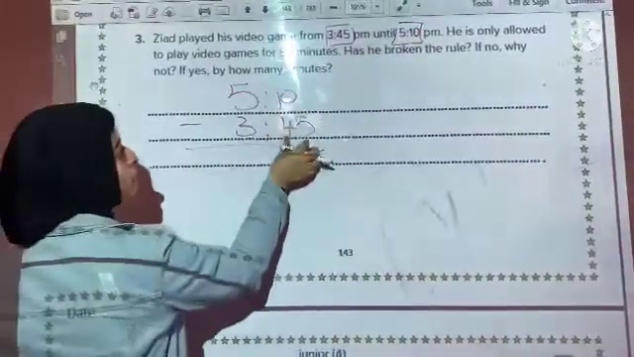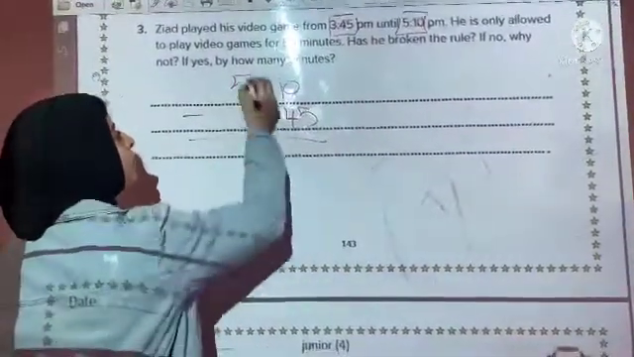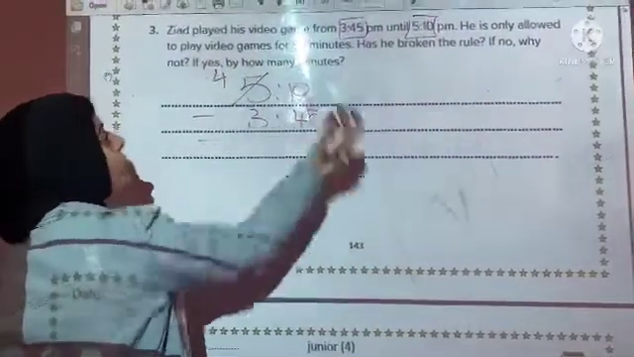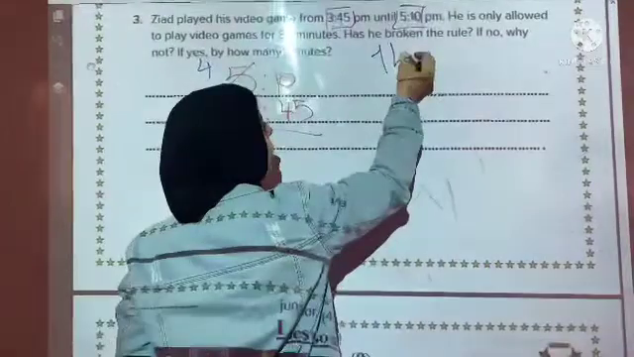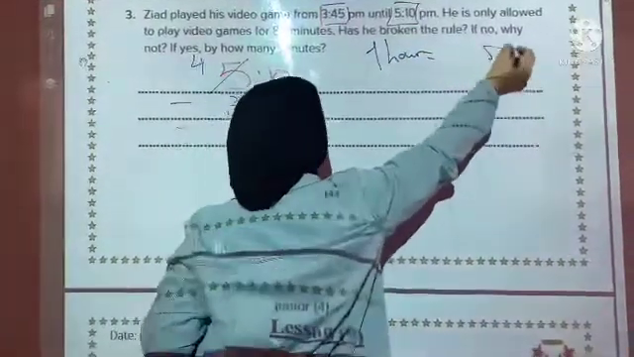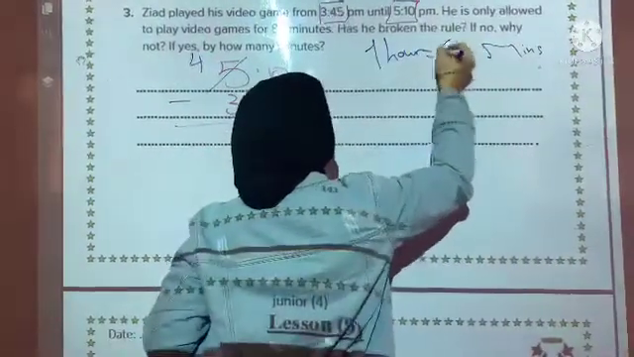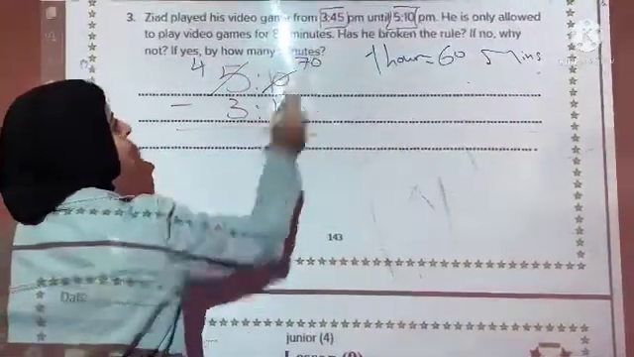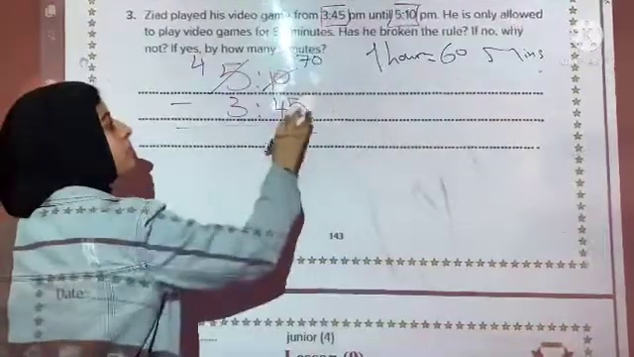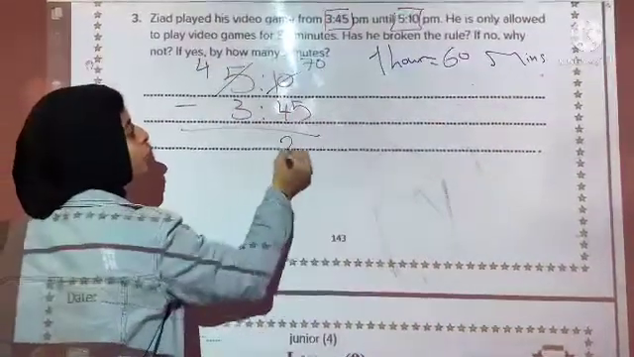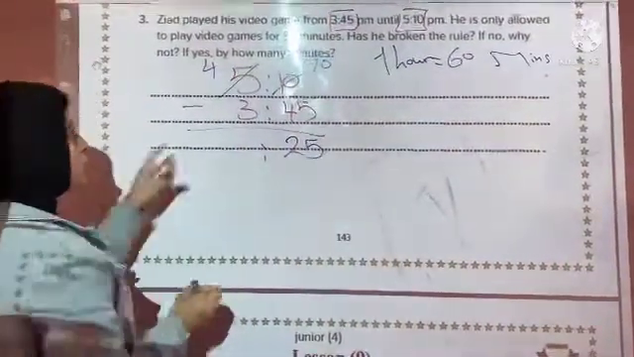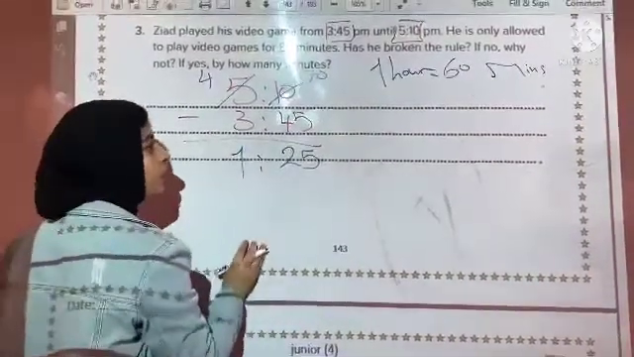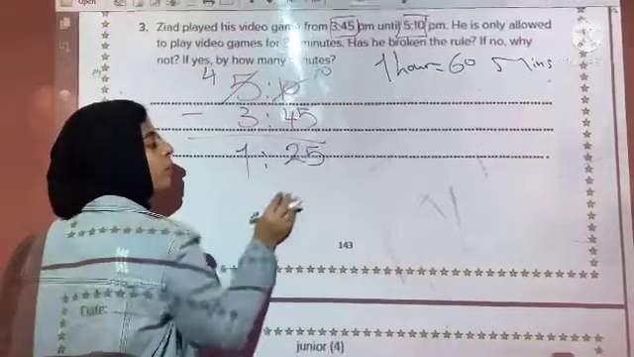So 10 minus 45, it doesn't work. That means I'm gonna take a 1 from 5. This 5 will be 4. When I take 1 hour from the hours, that means I have how many minutes? That means I have 60 minutes. 60 and 10, it will be 70 minutes. So 70 minus 45, it will be 25. And 4 minus 3, it will be 1. That means he took how long to play the video game? 1 hour and 25 minutes.